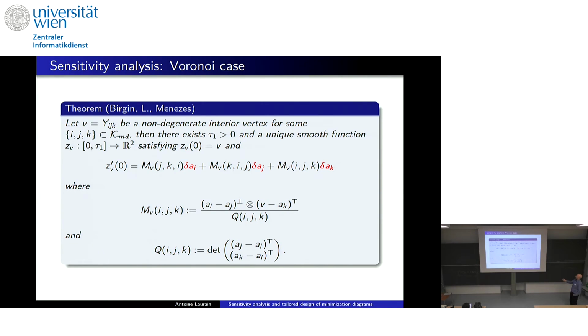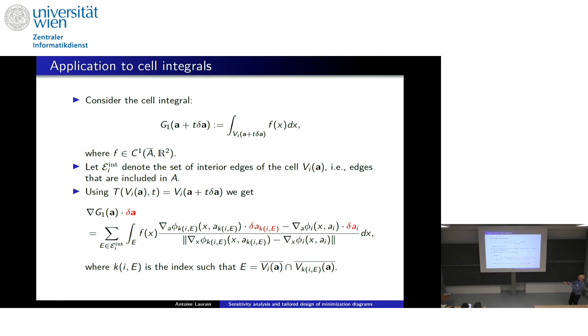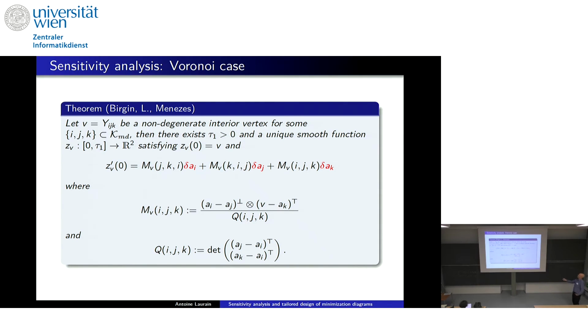So I'm just showing the result in the particular case of the Voronoi because it's a very important application. So in this case, this is the general case for minimization diagram. So you have this gradient of phi k, which defines the minimization diagrams. And here in the Voronoi case, these functions are just this Euclidean distance to the site, so they simplify a lot. So you get this kind of simple expression for this matrix M and this function Q.